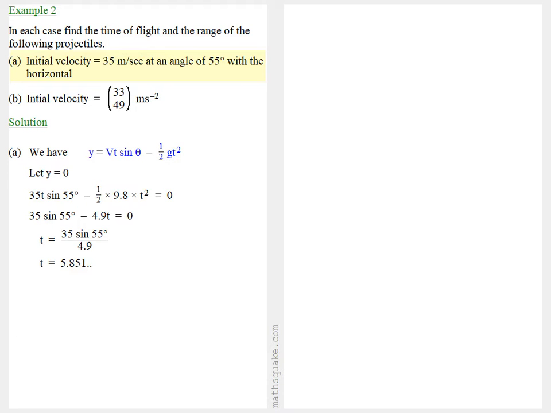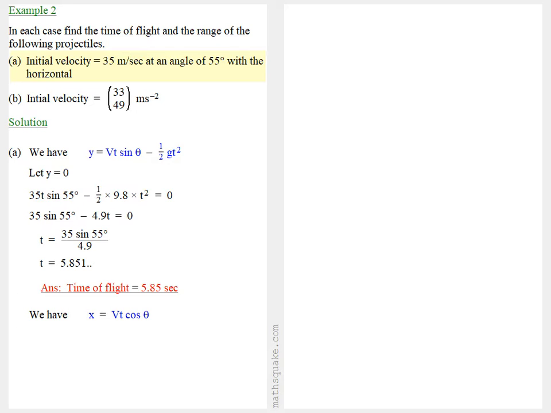And that gives us t is equal to 5.851, so our answer is the time of flight, rounded off, is 5.85 seconds. Now, to find the range, we use the formula for x. x is equal to vt cos theta. Now t is the time of flight.